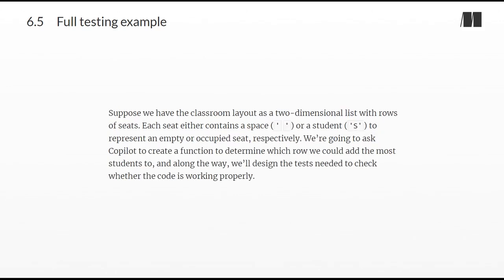Suppose we have the classroom layout as a two-dimensional list with rows of seats. Each seat either contains a space, an empty space, or a student, S, to represent an empty or occupied seat, respectively. We're going to ask Copilot to create a function to determine which row we could add the most students to, and along the way, we'll design the tests needed to check whether the code is working properly.